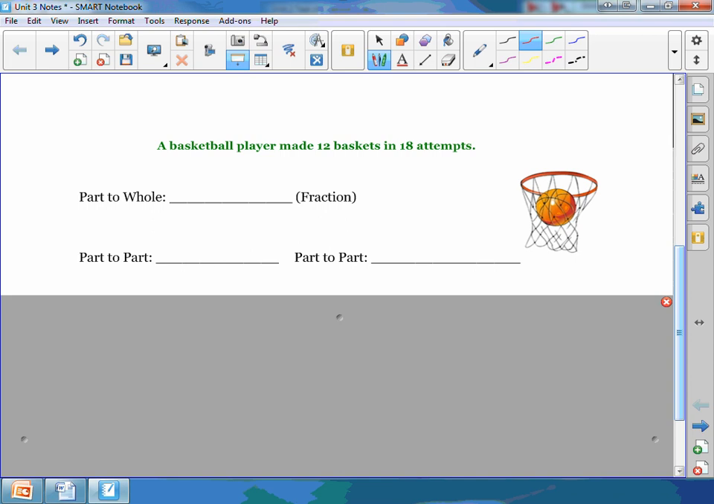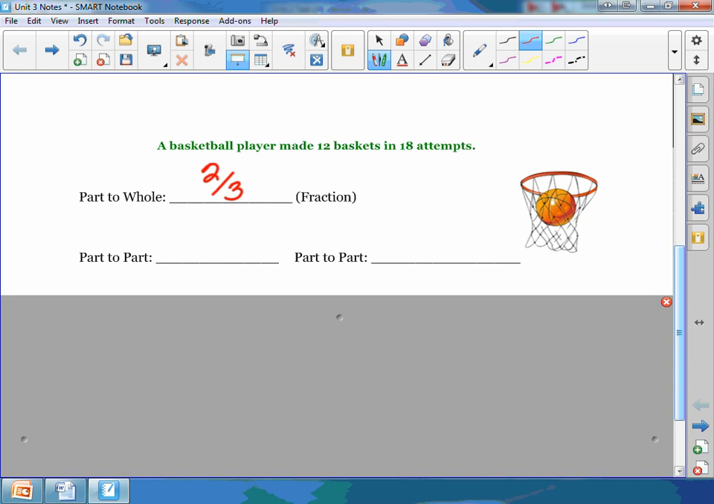Okay? So if you do, what's your common factor here? So if I divide by 6, I get 2 to 3. So you're thinking like 2/3? What do you guys think? 2/3? Yeah, so we could say this person made 2/3 of their attempts, his or her attempts. Sounds right.